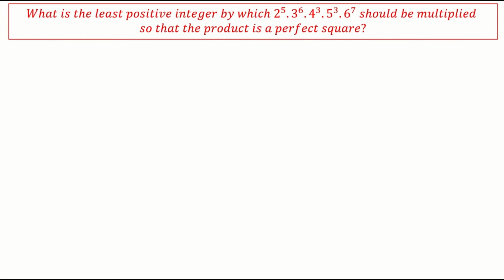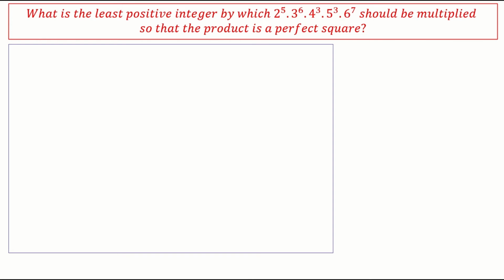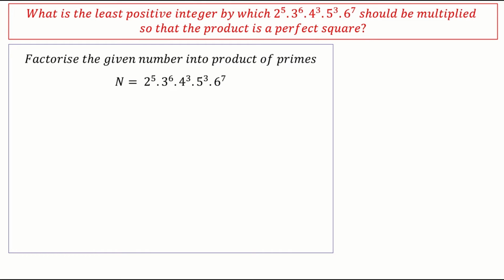Okay, what is the least positive integer by which 2 to the power of 5, 3 to the power of 6 into 4 cube into 5 cube into 6 to the power of 7 should be multiplied? What is the least number you should multiply so that the product is a perfect square? Okay. So this is very easy. Already he gave it in a prime factorization. So only a few terms are not in the prime. So just factorize it to prime factors, basically a product of primes.